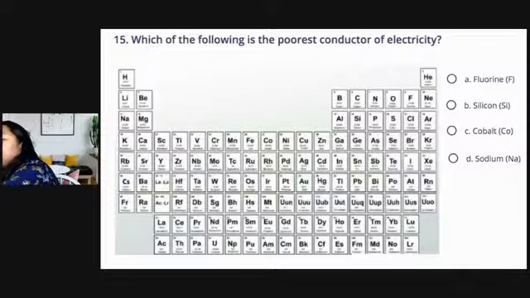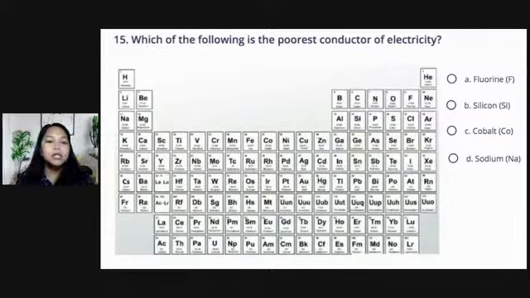Okay, for number 15, you are asked to give the answer of the poorest conductor of electricity. Now, remember in your periodic table, makinig, no? Sa periodic table of elements mo, meron tayong 3 types of elements. May metals, non-metals, and metalloids. Itong nasa gitna mo, no? Yung pitong elements mo dito, boron, silicon, germanium, As, Sb, Te, and Po. Itong pitong ito, I consider your metalloids. Okay, so these 7 elements in the middle, these are considered your metalloids.